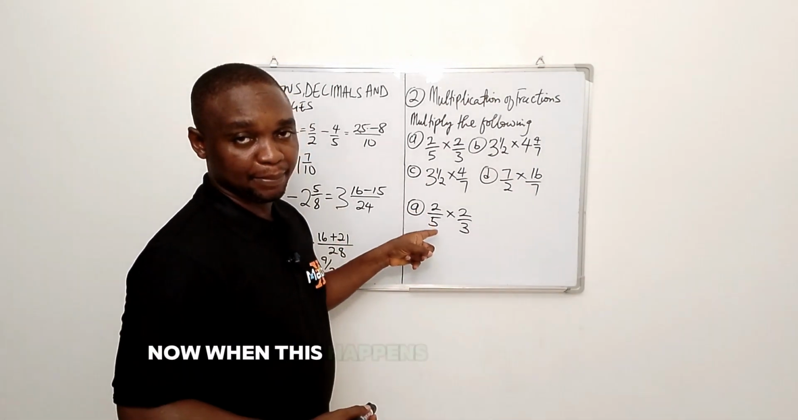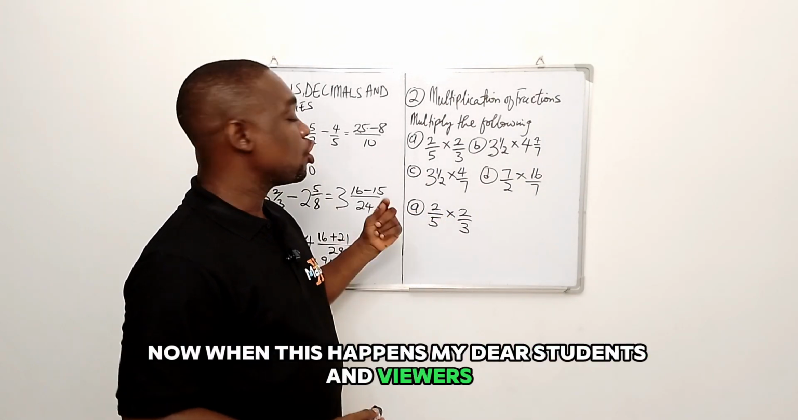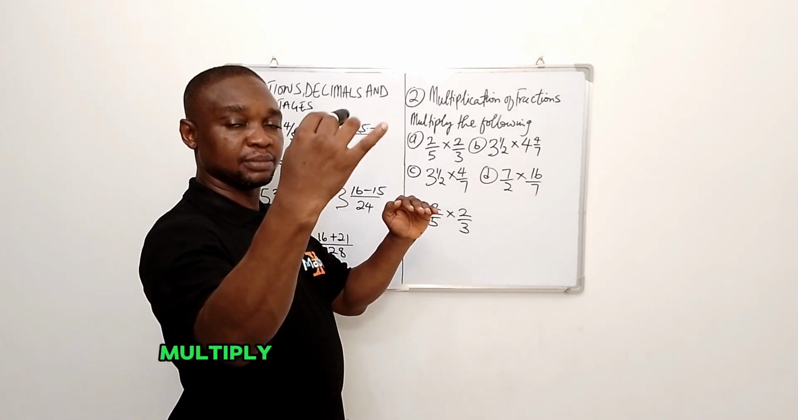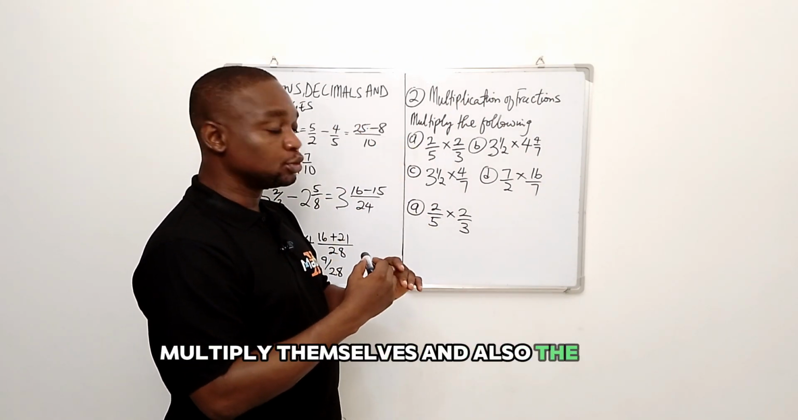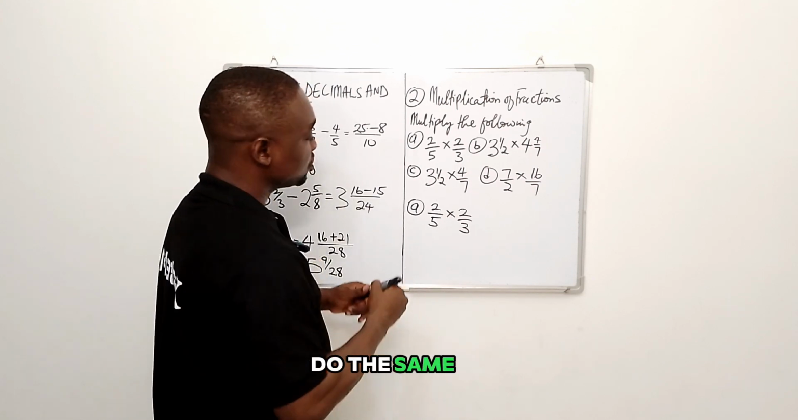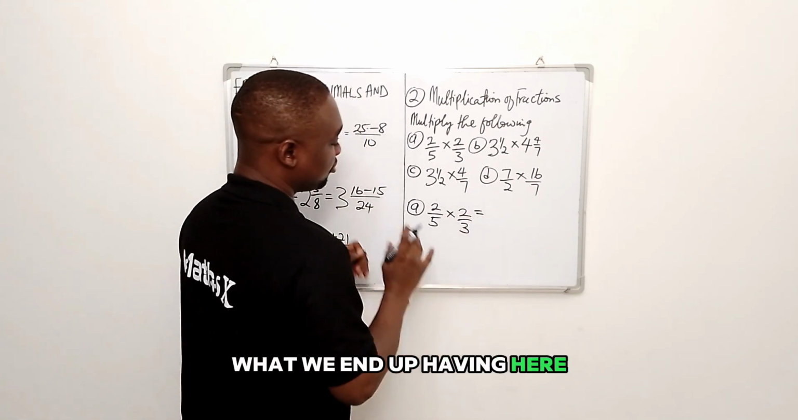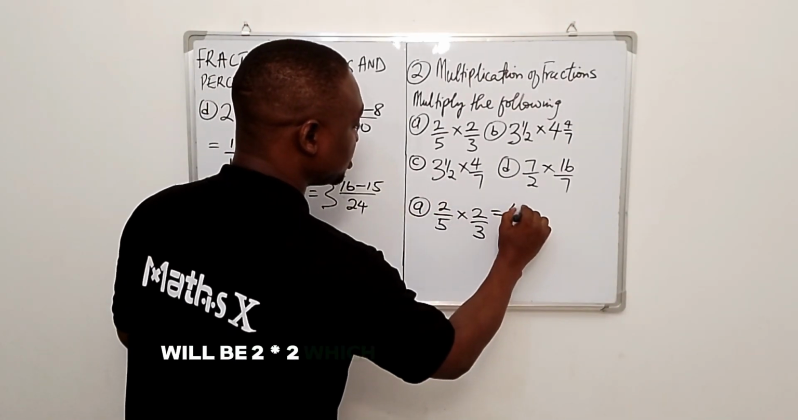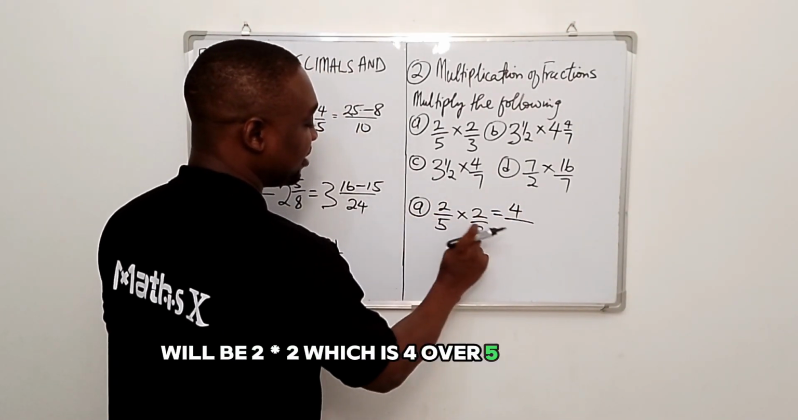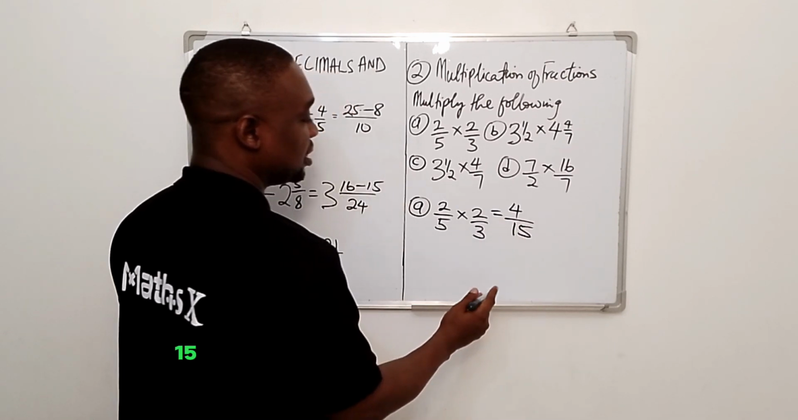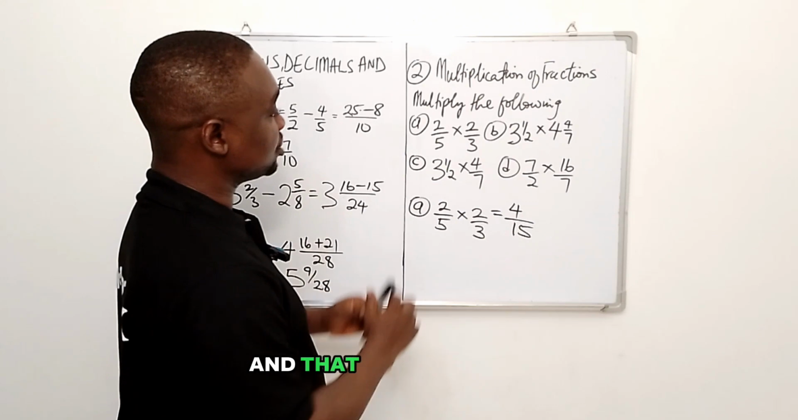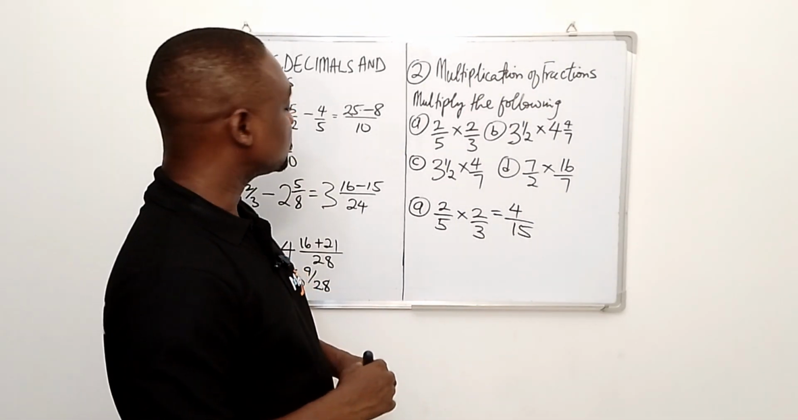Now, when this happens, my dear students and viewers, what you do is you multiply the two numerators together, and the two denominators do the same. So what we end up having here for the multiplication of these two proper fractions will be 2 times 2, which is 4, over 5 times 3, which is 15. And our answer is another proper fraction, and that is where it ends.